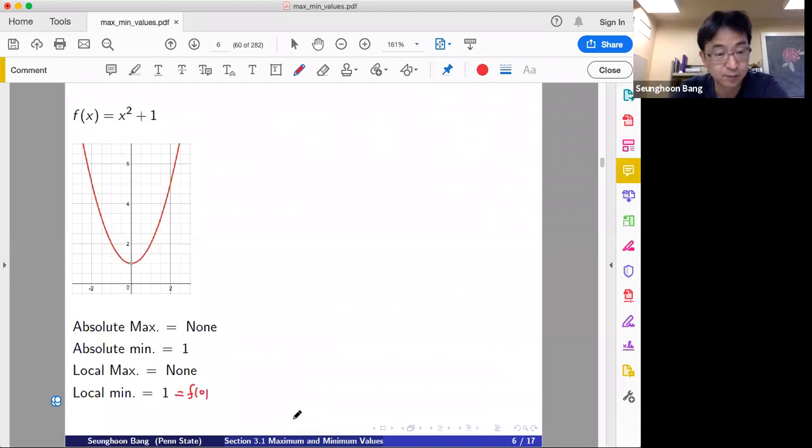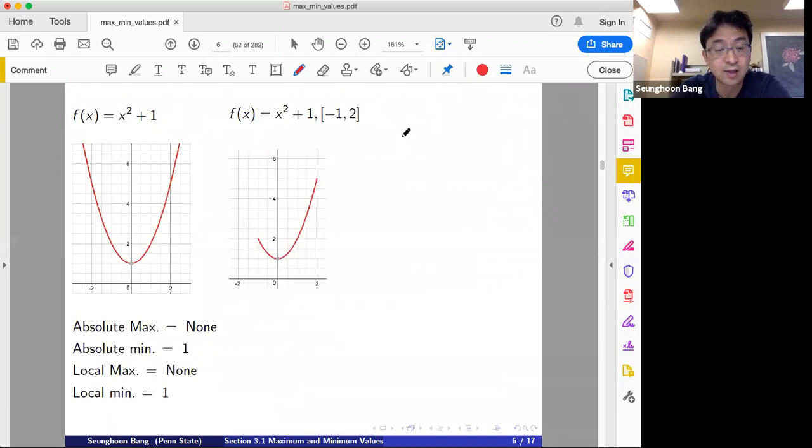Like this. I'm going to give a domain. Domain is from -1 to 2. Graph is like this. Do you have an absolute maximum? Yes or no? What do you think? Do you have an absolute maximum? Yes. What is the absolute maximum?